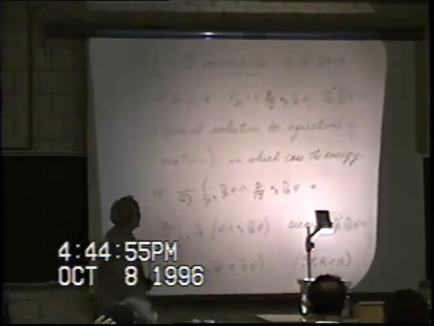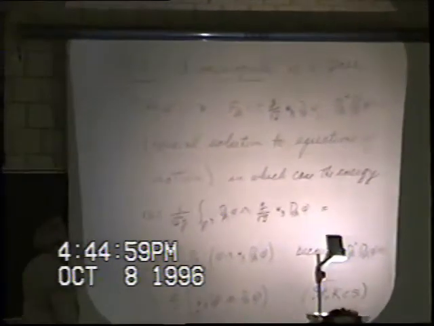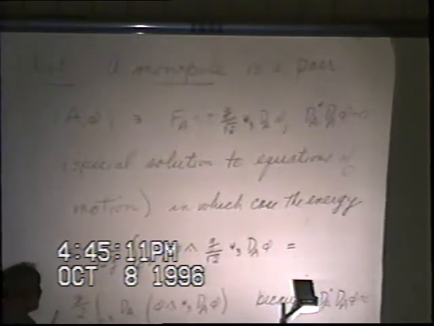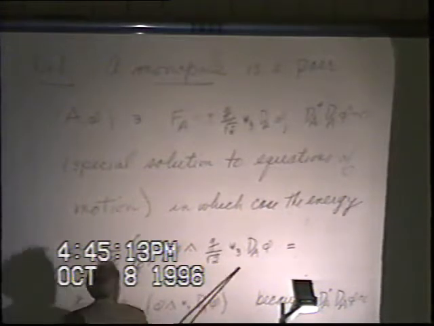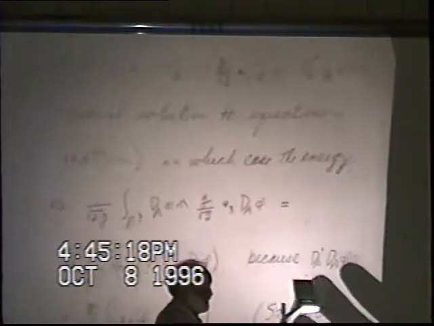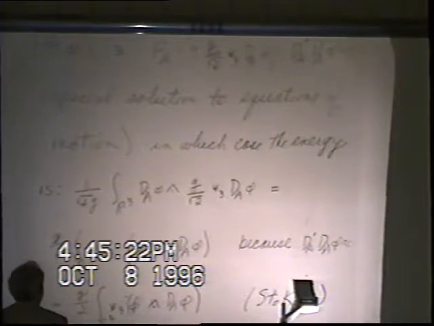A monopole is a pair A, phi which satisfies the equations of motion. That is a special solution. It's the analog of self or anti-self-dual that we had before, in which case the energy is equal to, because the other term is 0, this expression, which you can write down and you can check, see what it looks like at infinity using the equations of motion. So we're going to get G over 2 pi times the monopole number.